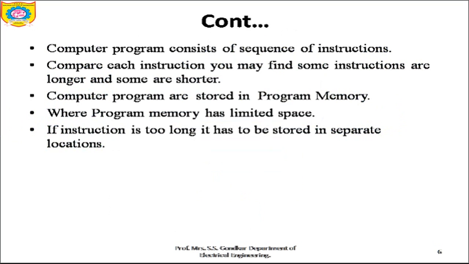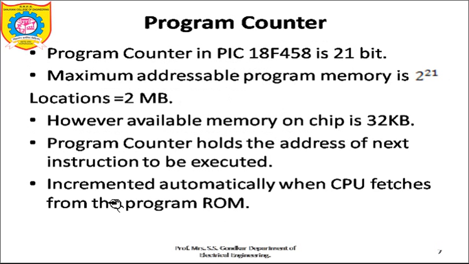So you can see some important things here. A computer program consists of a sequence of instructions. You may find some instructions are longer and some shorter. The computer program is stored in the program memory, where program memory has limited space, and if the instruction is too long, it has to be stored in separate locations. So these are the important things about the program counter.